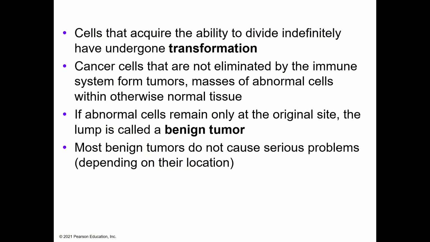Cells that acquire the ability to divide indefinitely have undergone transformation. Cancer cells that are not eliminated by the immune system form tumors, masses of abnormal cells within otherwise normal tissue. If abnormal cells remain only at the original site, the lump is called a benign tumor. Most benign tumors do not cause serious problems, but that's dependent on their location.